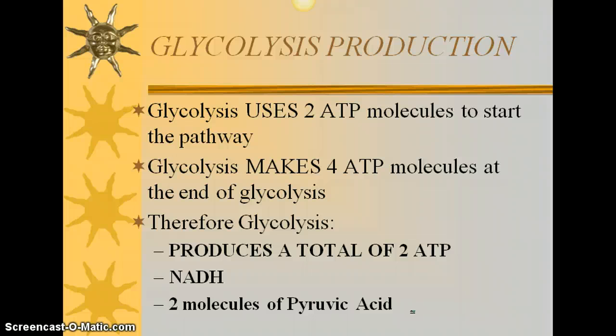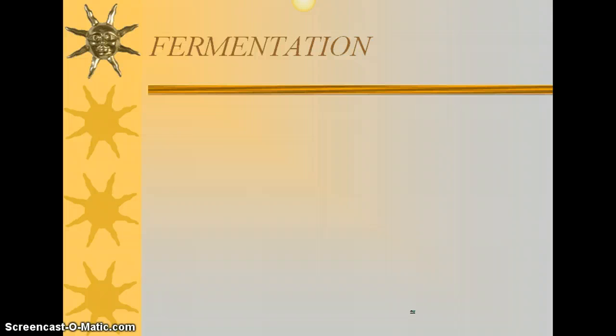Other products include NADH, which again is just a chemical. It's a chemical that will get used later on to help make ATP, and 2 molecules of pyruvic acid, and that will get used as well in this process. Okay, so that should fill in your glycolysis circle in this flowchart. We're going to look at the without oxygen side here first.